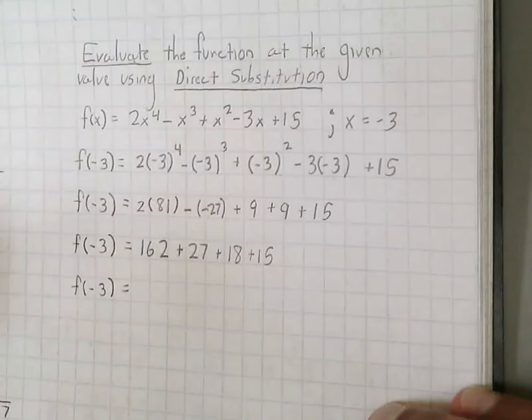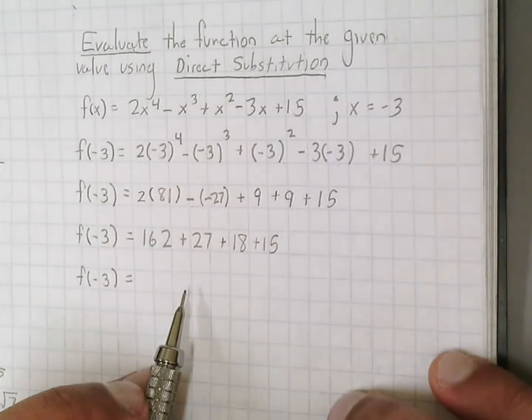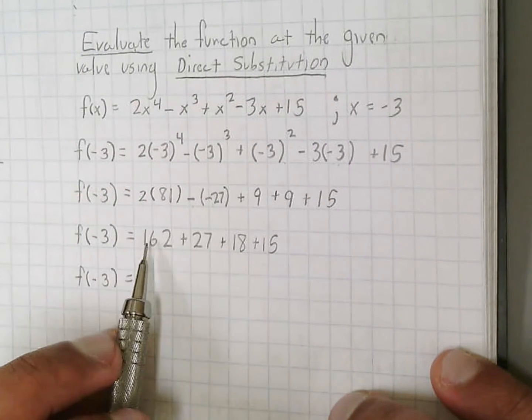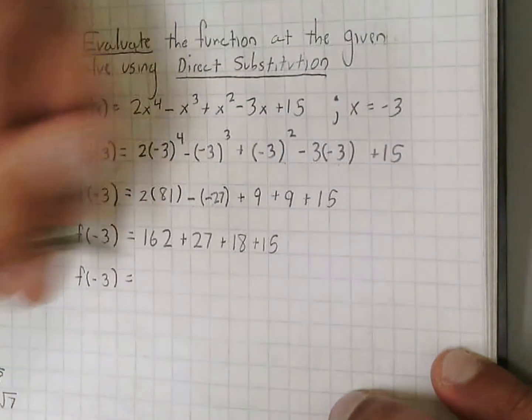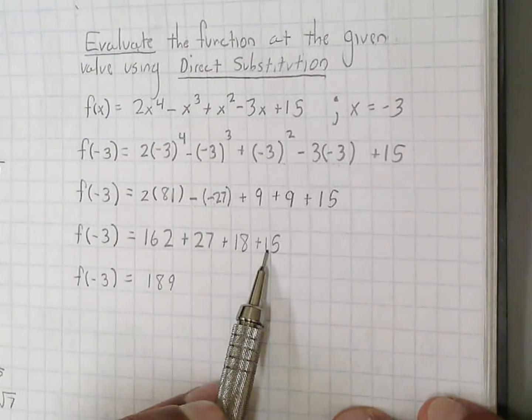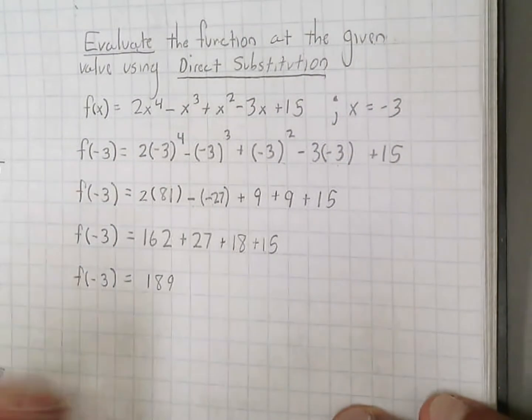So when we have an input of -3, let's see what our output is going to be. 162 plus 27, well that's 189. And then I'll go ahead and add these two. 18 plus 15, well that's 33.